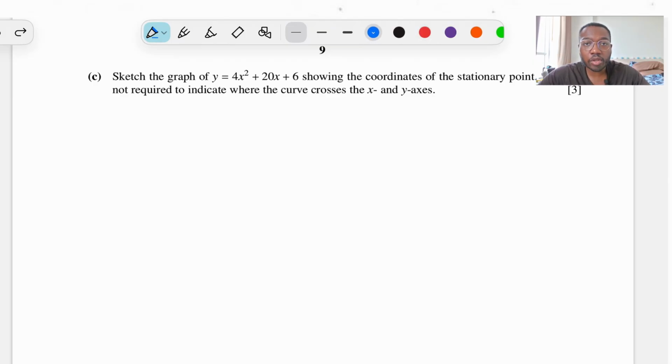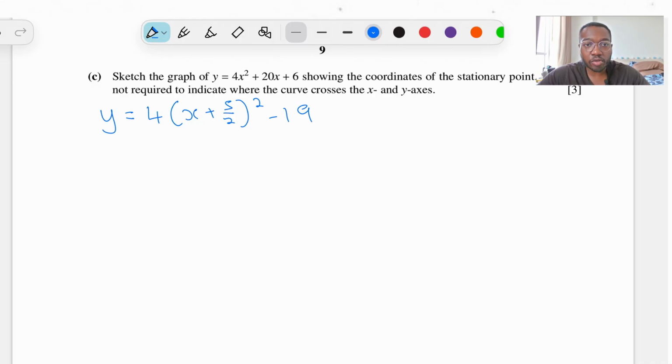So for part C, we need to sketch the graph of y equals 4x squared plus 20x plus 6, showing the coordinates of the stationary point. So going back to part A, we know that y is equal to 4, then in brackets (x plus 5 over 2) squared minus 19. So why is this significant? Well, it's significant because actually we have a lot of information here.